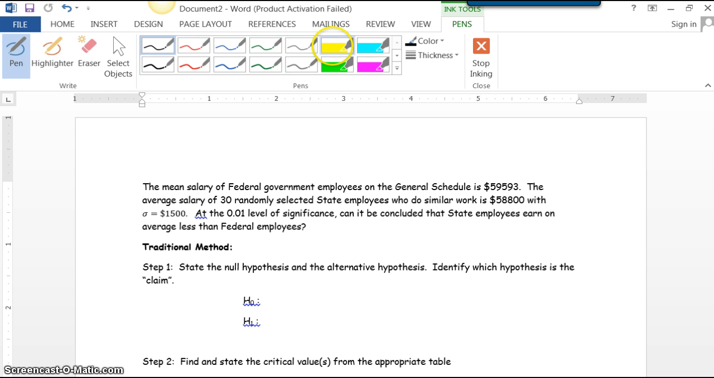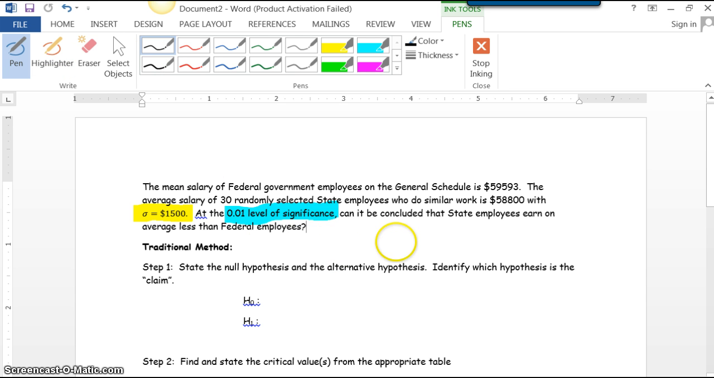If you notice, we are given the population standard deviation. This sigma symbol stands for the population standard deviation, and that's how we'll know to use the Z table rather than the T table. And this level of significance right here is the alpha that they're giving us.